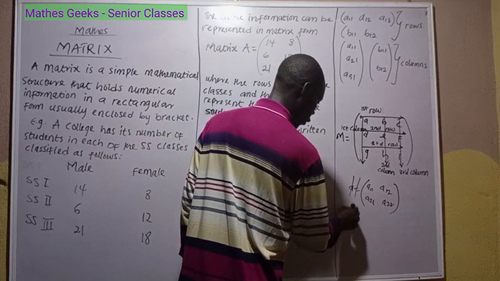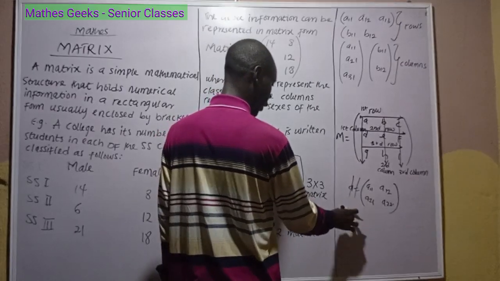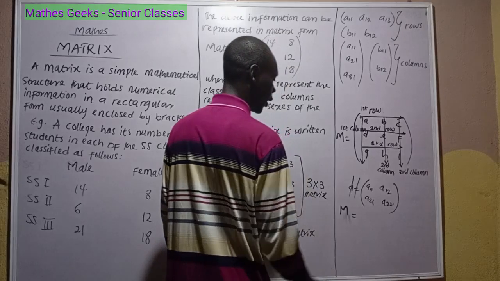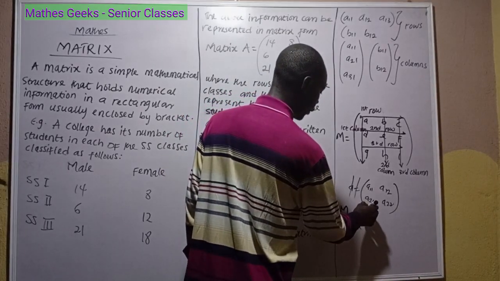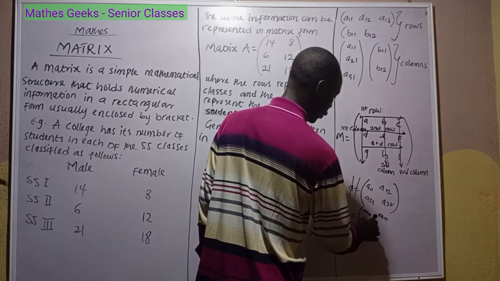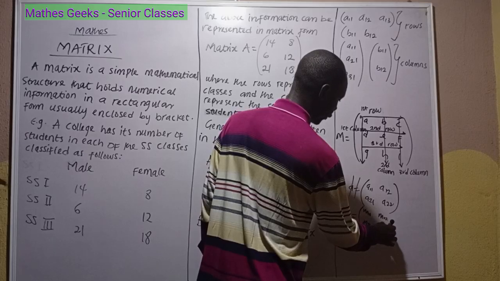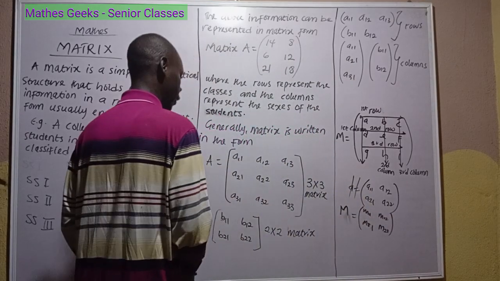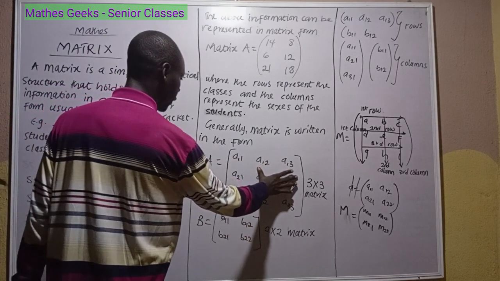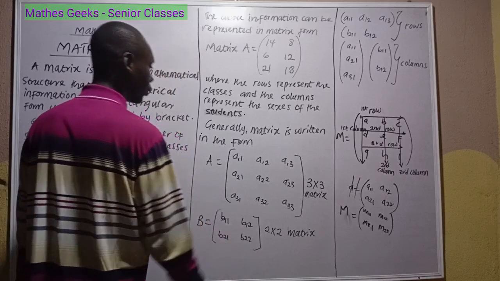Rather, the matrix name is usually capitalized. If it's matrix M, the M is usually capitalized. Then the letters are in lowercase. It can be n11, n12, n21, and n22. So you can see that the matrix A is written in capital letters and elements are lowercase. B is in capital letters and the elements are in lowercase.